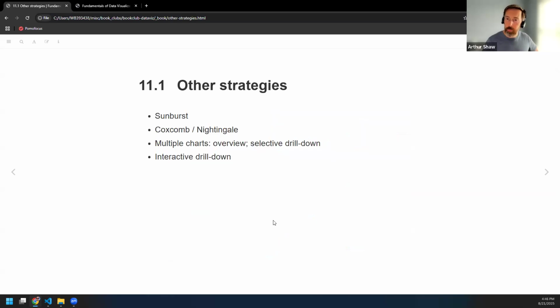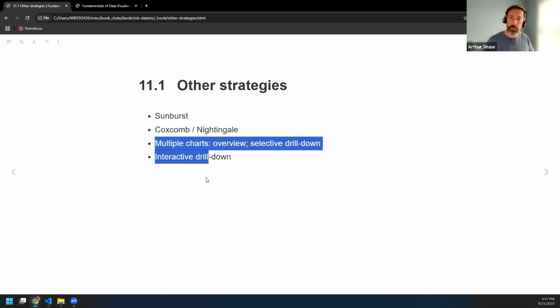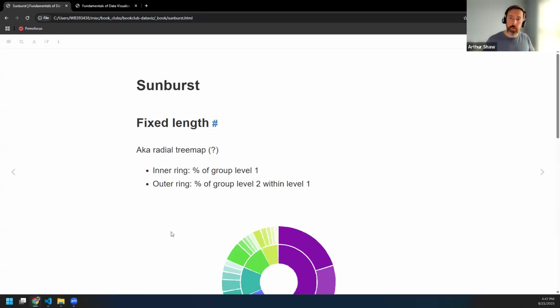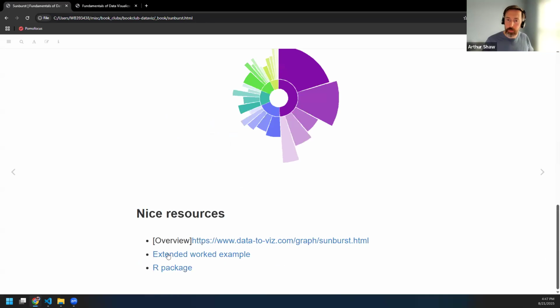I guess, sorry, I'm talking way too much, but on now to another thing. These are the ones I came up with out of dissatisfaction, or being left a little bit wanting, from the previous chapter. Sunburst charts, nightingale charts, and then a few other strategies I'll go over quickly. Sunburst charts, there's this really nice article that I point to at the bottom right here. Whoops, I need to recompile this.